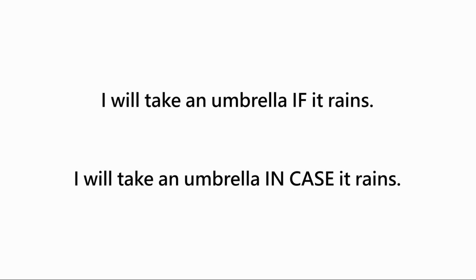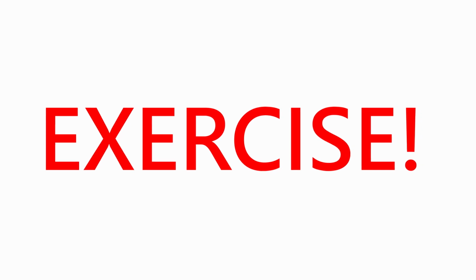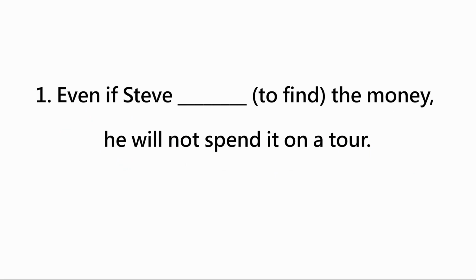The second sentence, I will take an umbrella in case it rains, means that I will take an umbrella in any case, rain or no rain, at the moment when I leave. So I will have an umbrella with me in any case, even if it doesn't rain. So, exercise. Use the verb in brackets in the right form. All these sentences refer to the future.